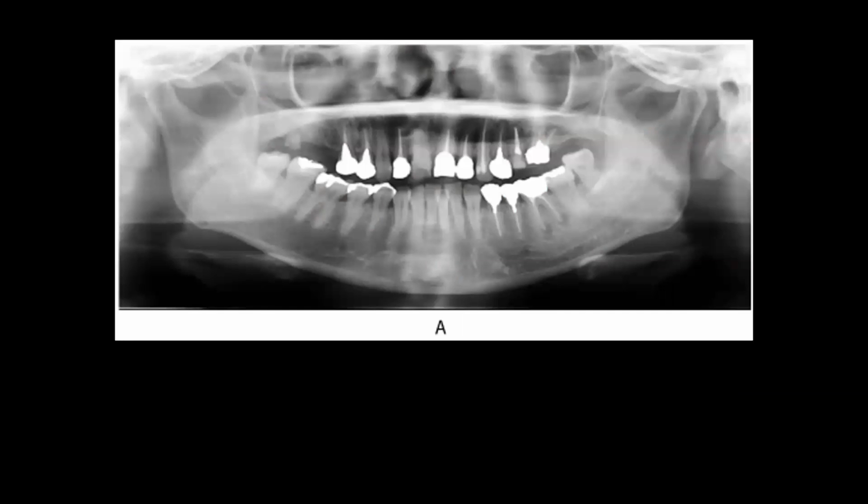This is an example. Take a look at these teeth on the Panorex. You'll see in the upper right, there is a root tip, no crown. Over here, you'll see abscess or granuloma.